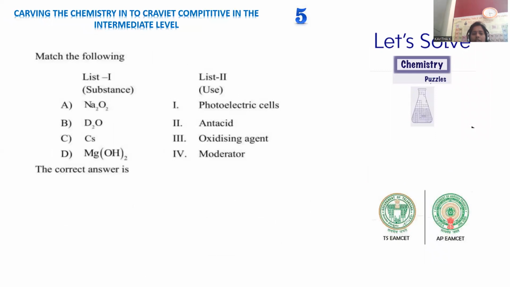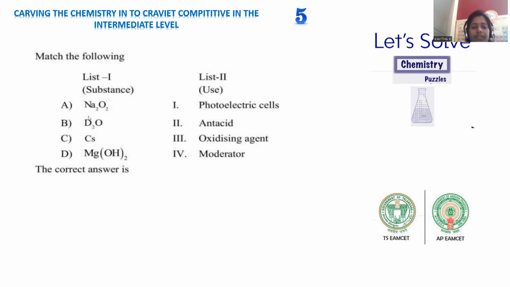It is also a match the following question. We have to go for the compounds given and their applications. What applications can you find in your daily life. Na2O2 is called sodium peroxide. Sodium peroxide works like an oxidizing agent. Being a peroxy bond, it is very active and can easily release nascent oxygen, and it works like an oxidizing agent. Deuterium oxide is the isotope of water.